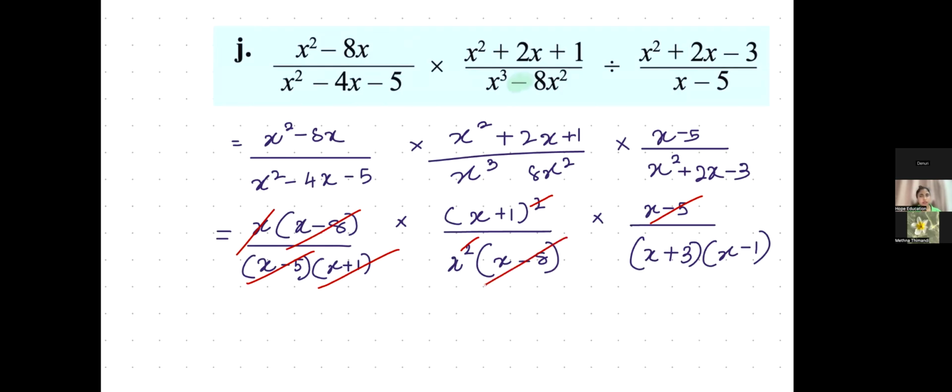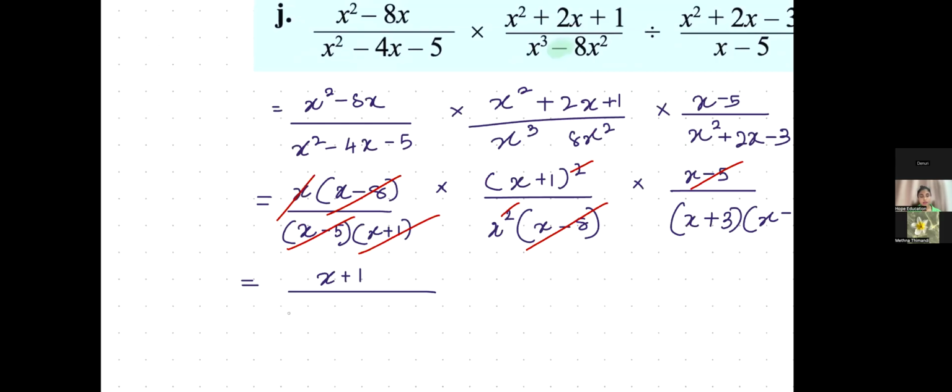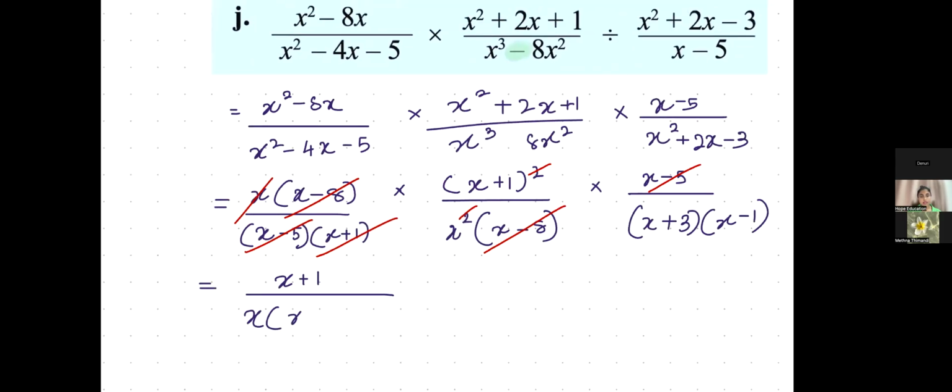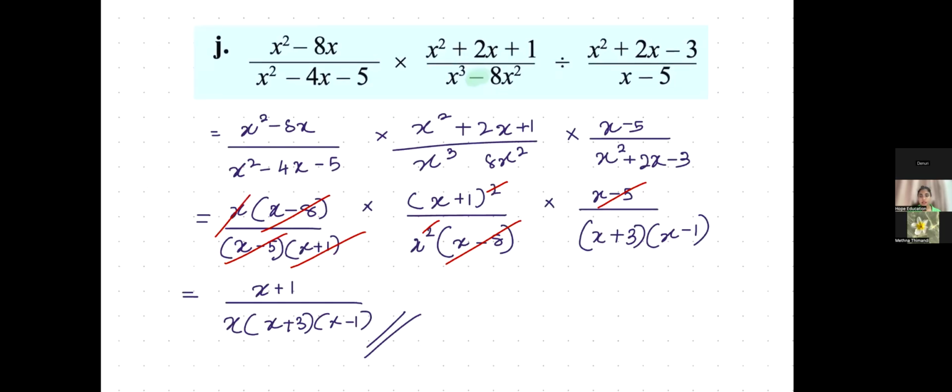Anything else that we can remove here? Nothing else, no? So in the numerator, we have x plus 1. In the denominator, here we have x, we have x plus 3, x minus 1. All right. So that's the last one. Did you all understand this? Did you all get this answer? How is it?